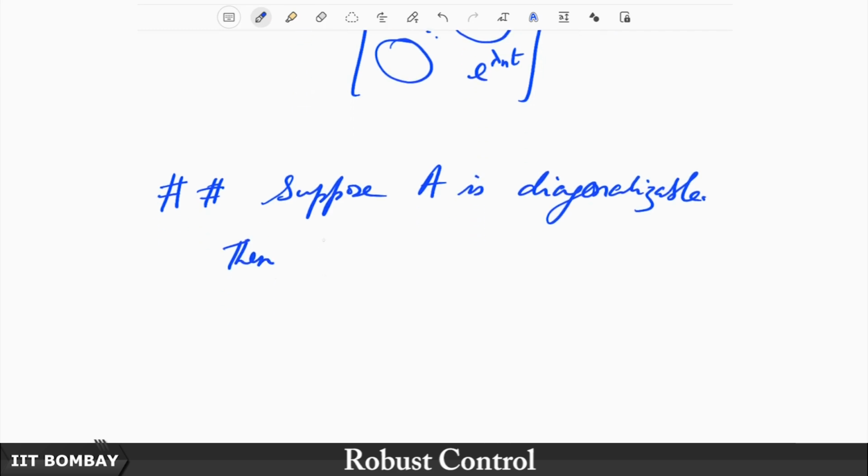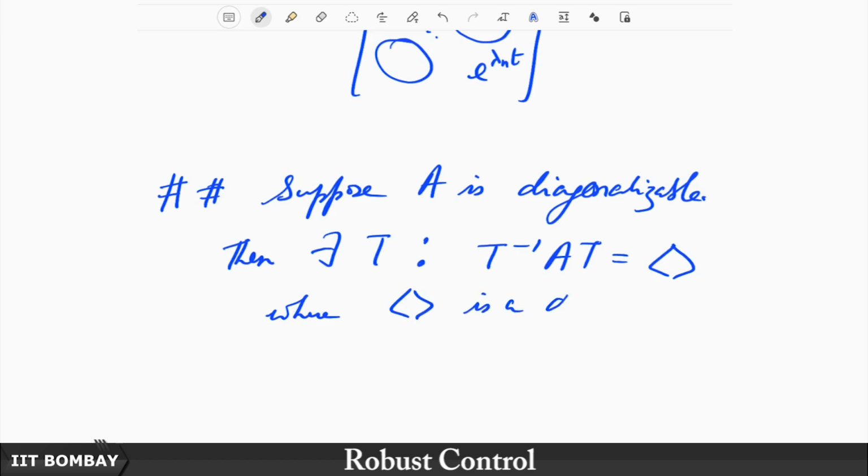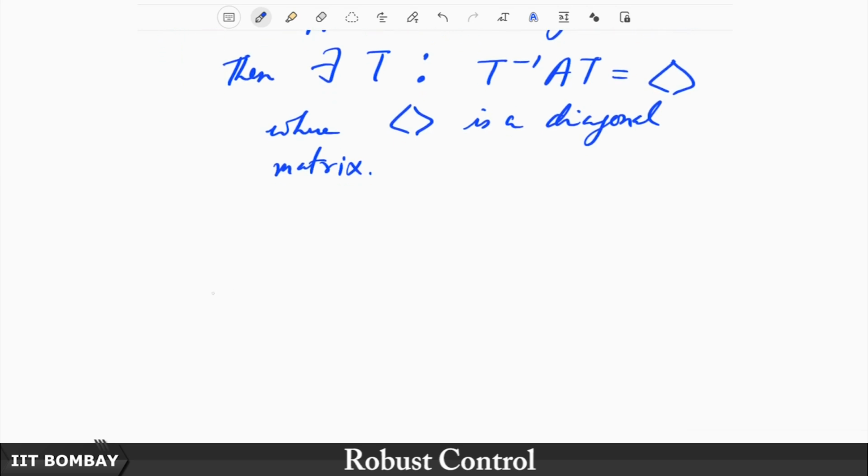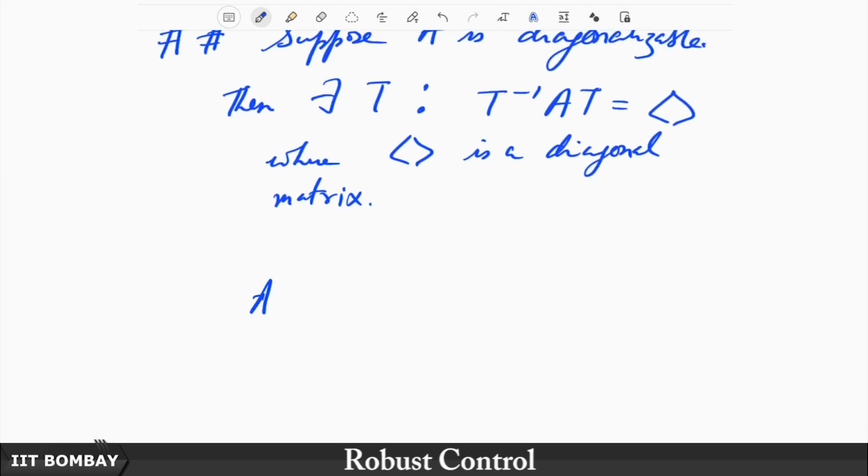Then there exists T such that T inverse A T is equal to lambda, where lambda is a diagonal matrix. Then what do we do? Well, we notice that A is equal to T lambda T inverse.